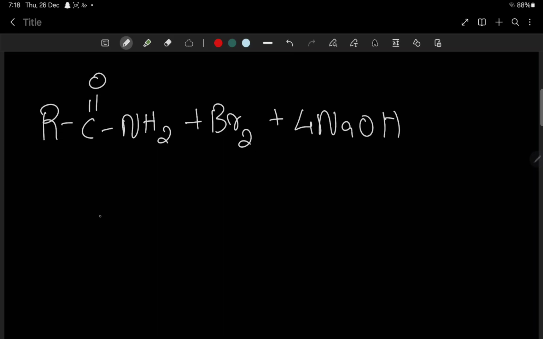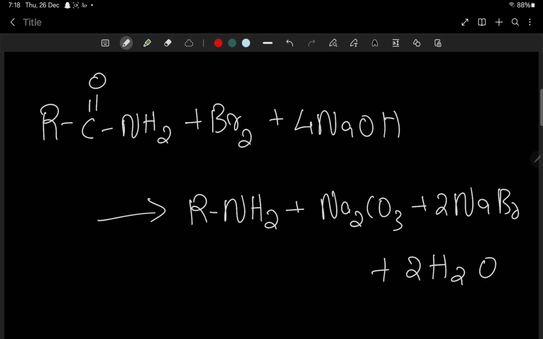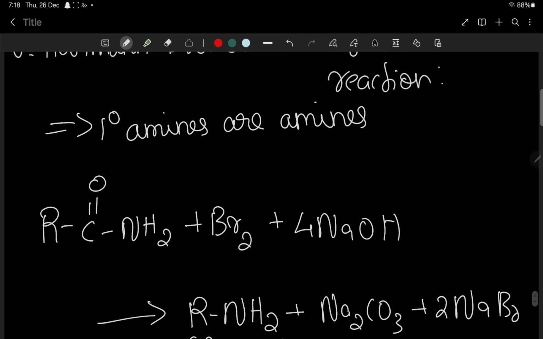To learn this reaction by heart, the best thing is, we get RNH2 plus Na2CO3 plus 2NaBr plus 2H2O. This is the balanced reaction. So amide plus bromine plus NaOH gives you primary amine, Na2CO3, NaBr and H2O. This is the reaction.